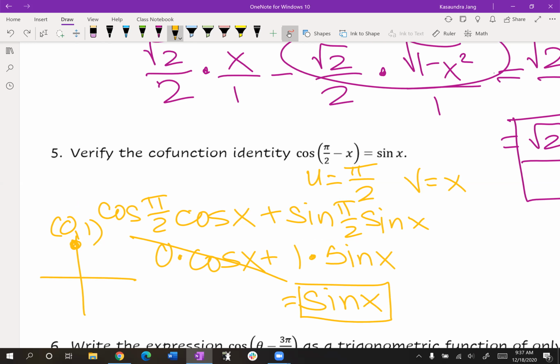All right, any questions on number 5? Agree with that one? Okay. All right.